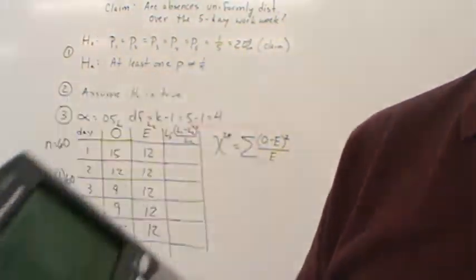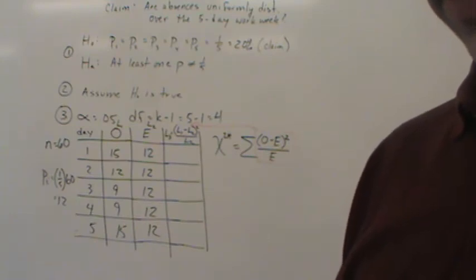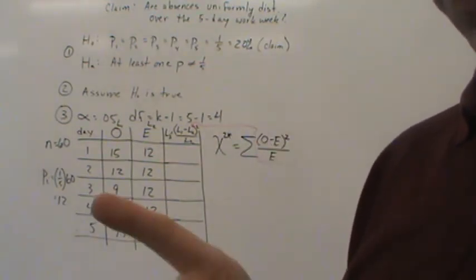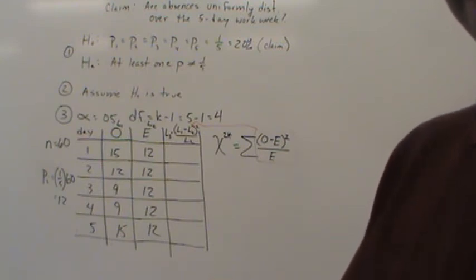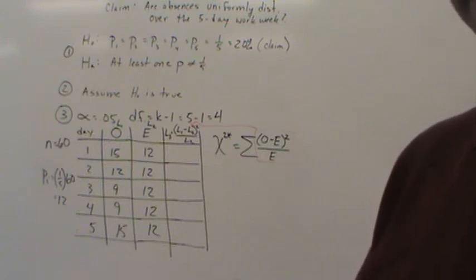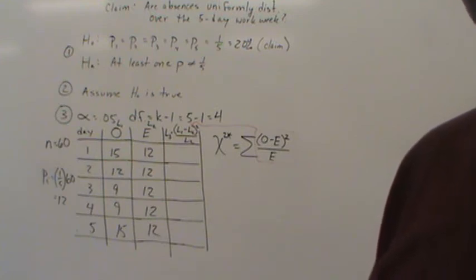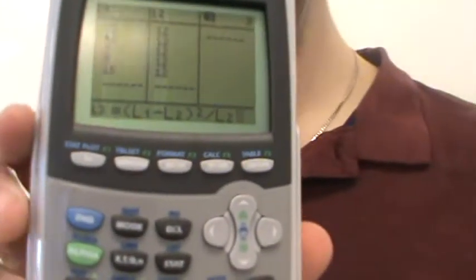Okay, well, let me just type it in. So I'm going to talk while I'm doing it. I'm going to do parenthesis, L1, so you have to do second 1 to get to L1, then minus, and then second 2 for L2, and then parenthesis. Then I'm going to do the x squared key, and then I'm going to hit divide, and then second 2 for L2 again. And so now, this is what I have.